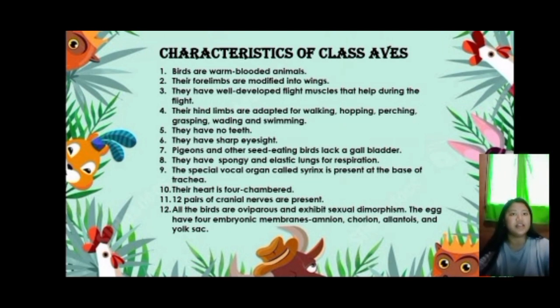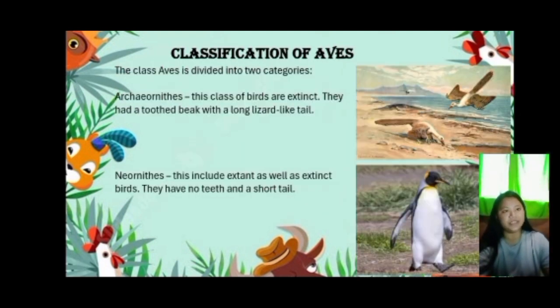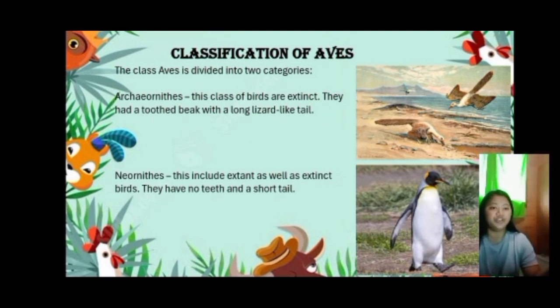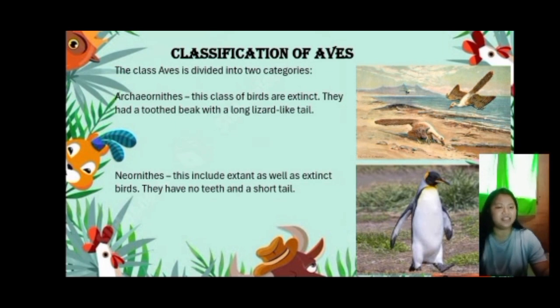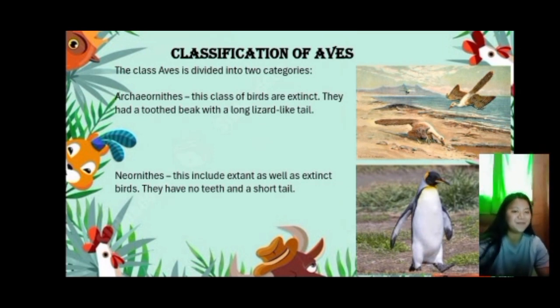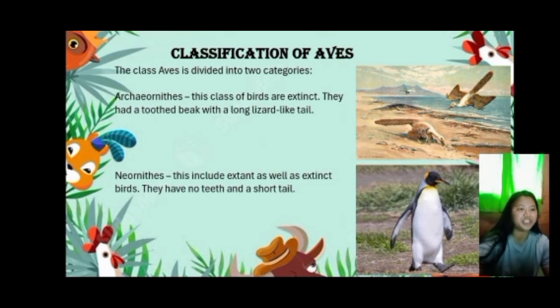Classification of Aves. Ang classification of Aves na divide siya sa 2 category, which is Archaeornithes and Neornithes. Ang Archaeornithes, this class of birds are extinct. They had a toothed beak with a long lizard-like tail. Thus, ang Neornithes, this include extant as well as extinct birds. They have no teeth and a short tail.